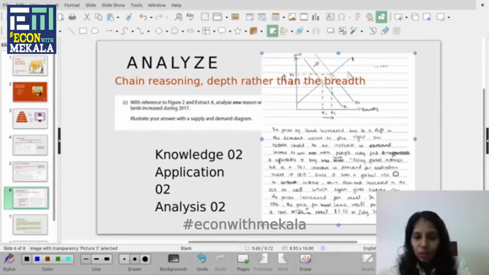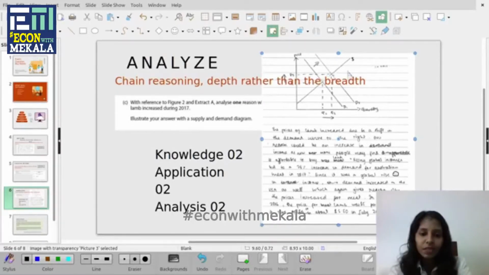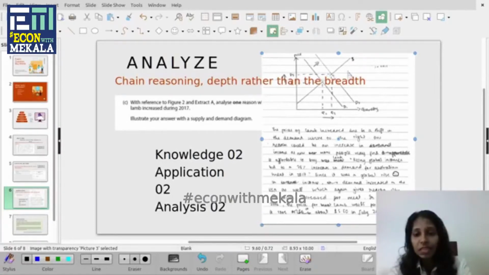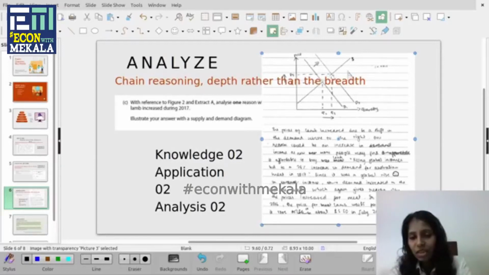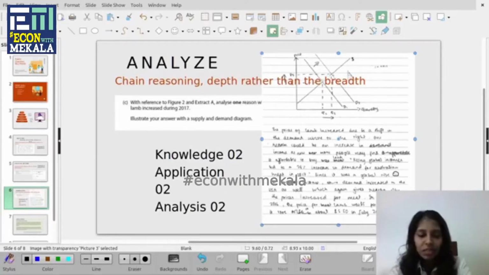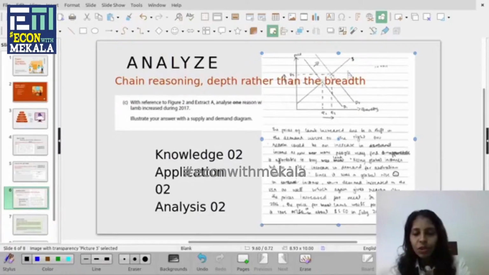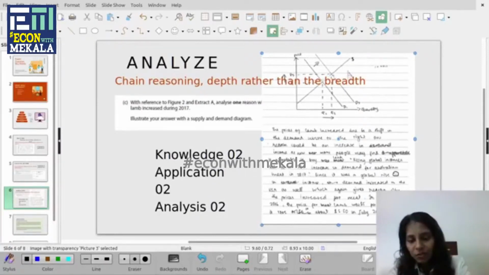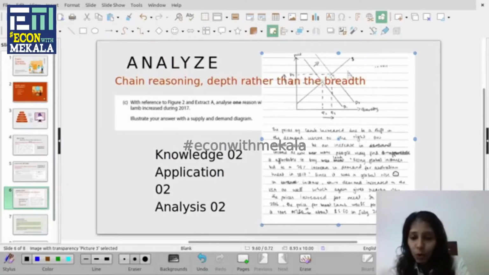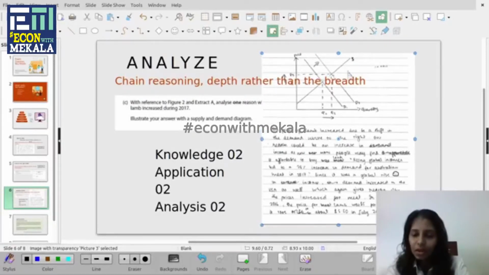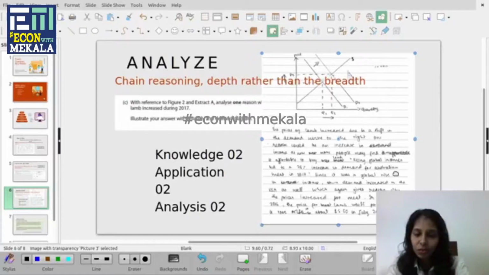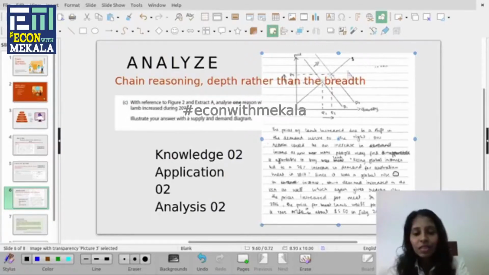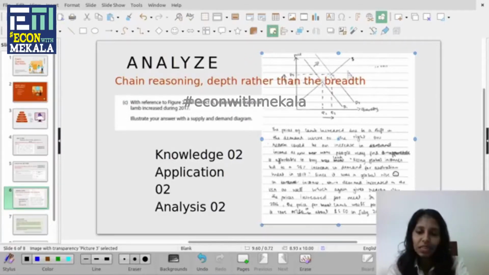So when you are providing analysis about this reason, we want you to develop a chain reason. Chain reason means reason after reason you are providing us. So the student has provided one reason, income has increased. Then he has supported that with facts from the Australian meat market and USA meat market. So that is a chain reasoning he has given for analysis. For that he gets 1 mark.